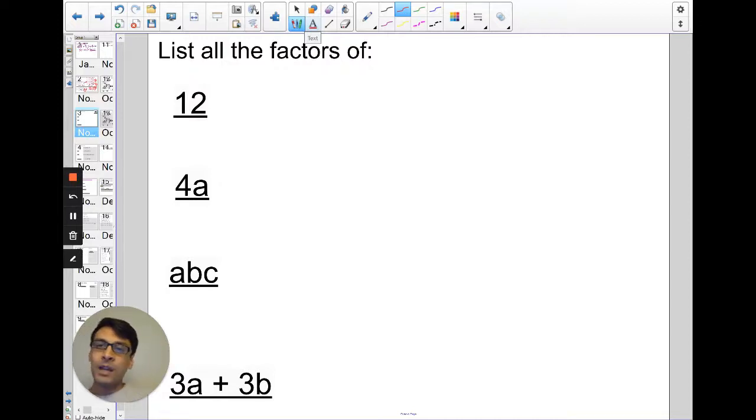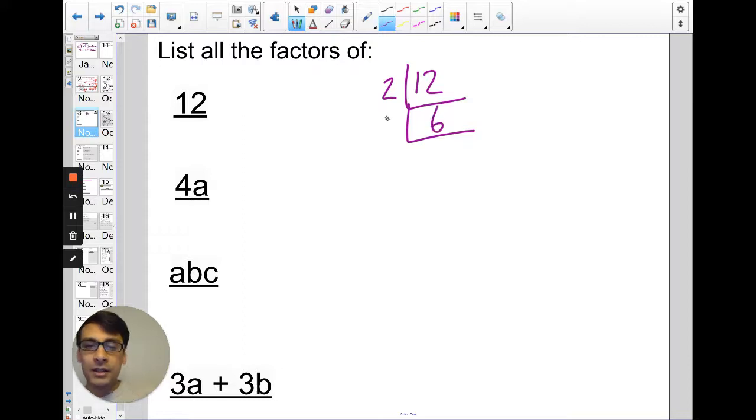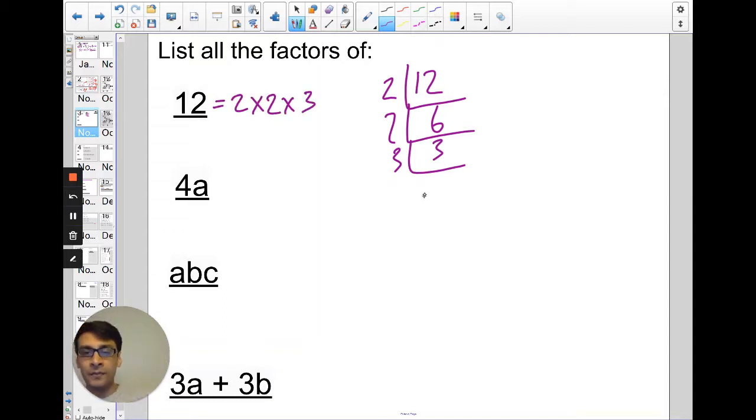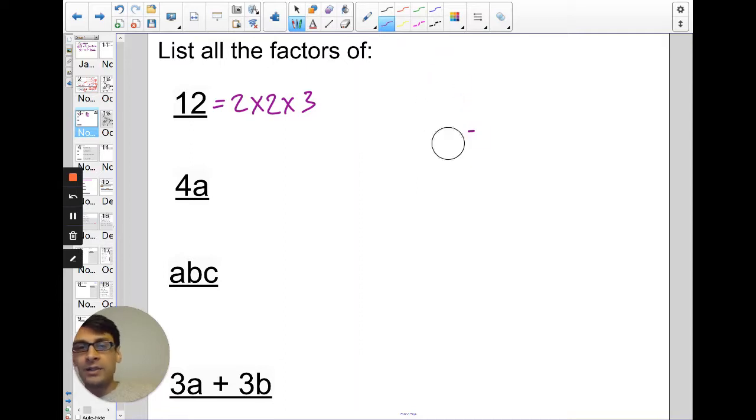So what you could do is we know that 12 goes into 2 times 6, and 6 goes into 2 times 3. So we can see 12 is the same as 2 times 2 times 3. Now this is not the answer, this is the prime factors. It doesn't ask for prime factors, it asks for all the factors. So what combinations can we make from this?